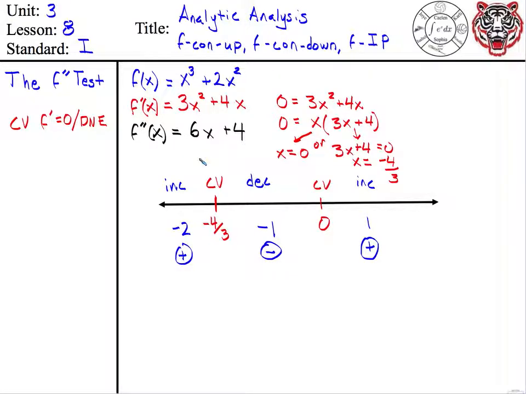Now we're doing the f double prime test. So now we're going to go ahead and figure out these things: concave up, concave down, and inflection point. Wait, so we don't have to label min or max? Oh yeah, we still have to do that. Sorry, I forgot about that.